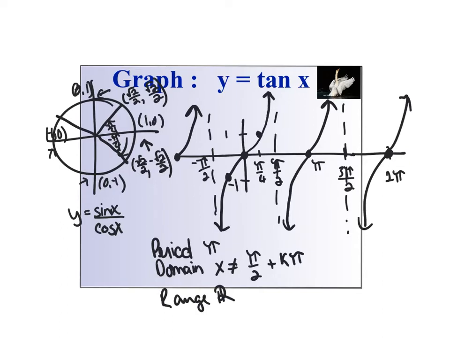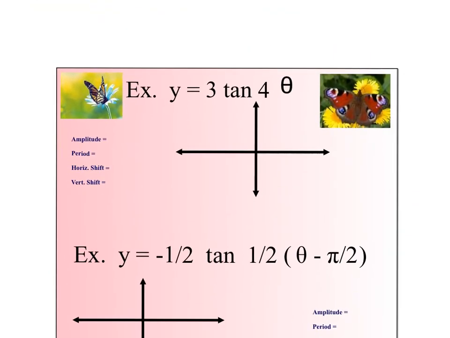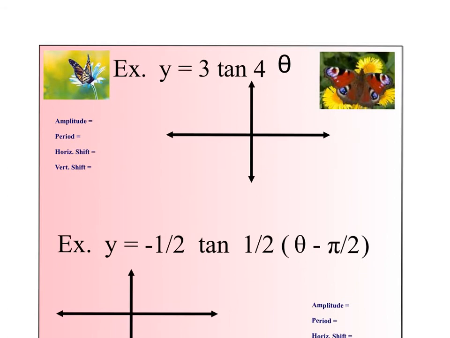Okay, so let's graph that with transformations. 3 tangent 4 theta. A common misconception is that 3 is the amplitude for all trig functions, but that's not the case for tangent. Tangent doesn't have a max or a min, so there's no amplitude. The period now would be pi divided by 4, so our period now is pi over 4. There is no horizontal shift and there is no vertical shift.